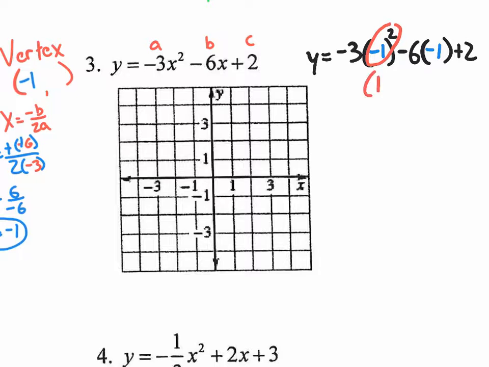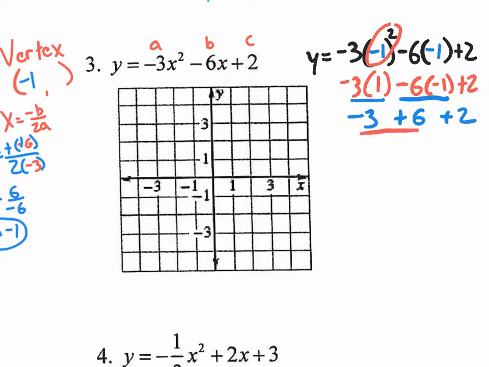Let me bring down everything. I have a multiplication of 3. Let me rewrite everything. -6 times -1 plus 2. And then I'm going to do the multiplication. -3 times 1 is -3. -6 times -1 is +6. Bring down the plus 2 at the very end. And we go from left to right. -3 plus 6, that is 3. And 3 plus 2, that is 5. So when the x value of the vertex is -1, the y value of the vertex will be 5.